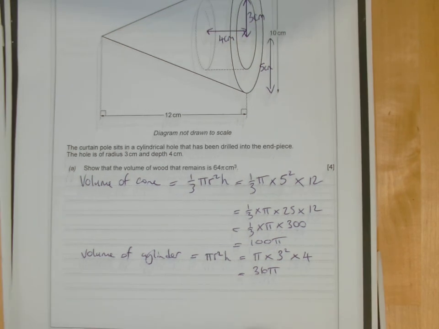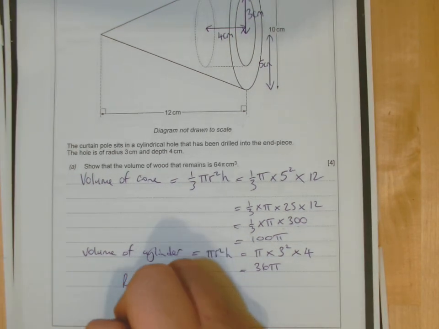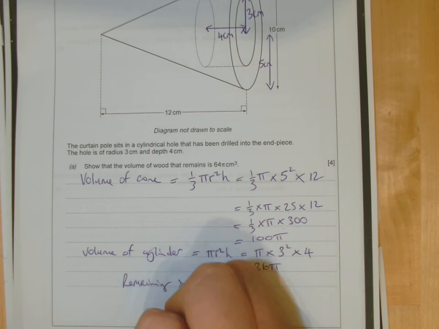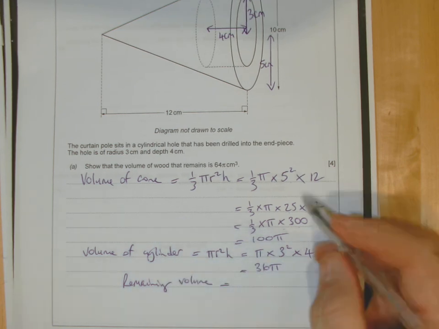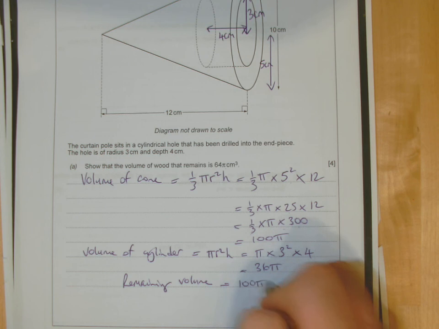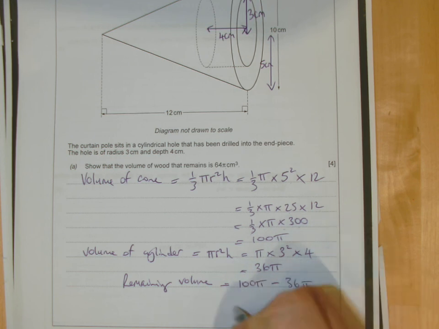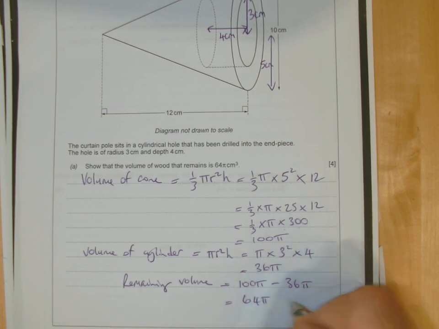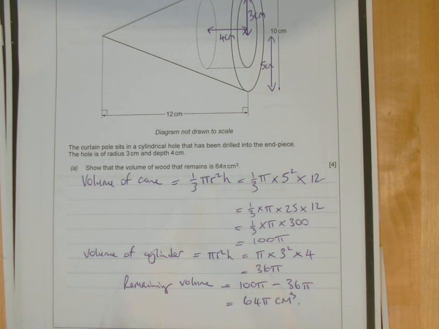Alright, so then the remaining volume is the cone, which is 100 pi, remove then the cylinder, 36 pi, and we get then 64 pi, exactly what they wanted in the question.